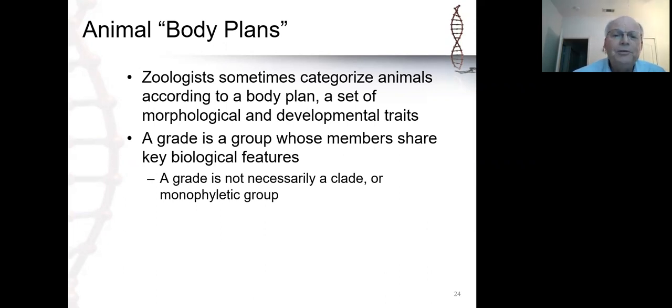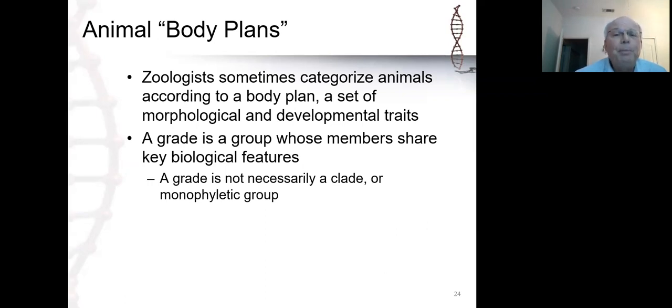So one of the things that we need to do is differentiate between the term grade and the term clade. So remember, a clade is a group of animals that share a common evolutionary origin and includes the common ancestor to that group. A monophyletic group, in other words. That's what we mean by a clade. A grade is simply a group of animals that are grouped together because they share a common feature.